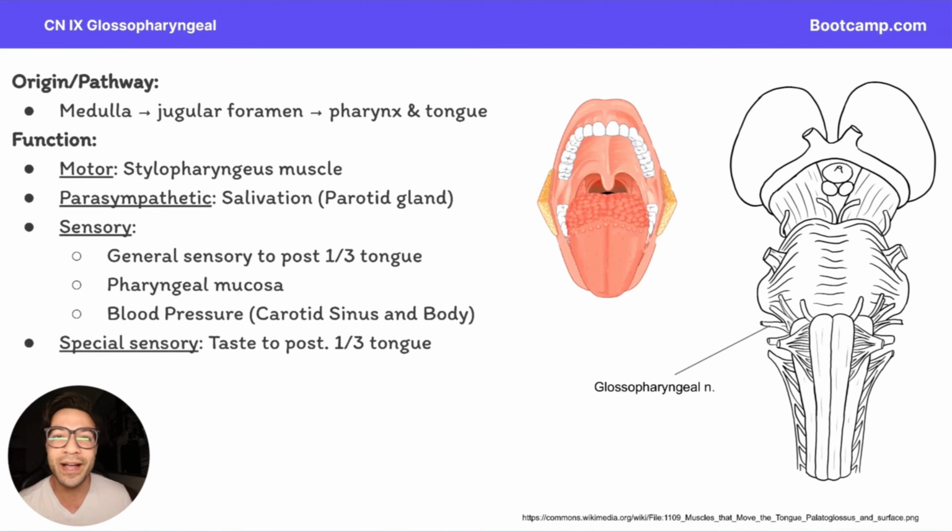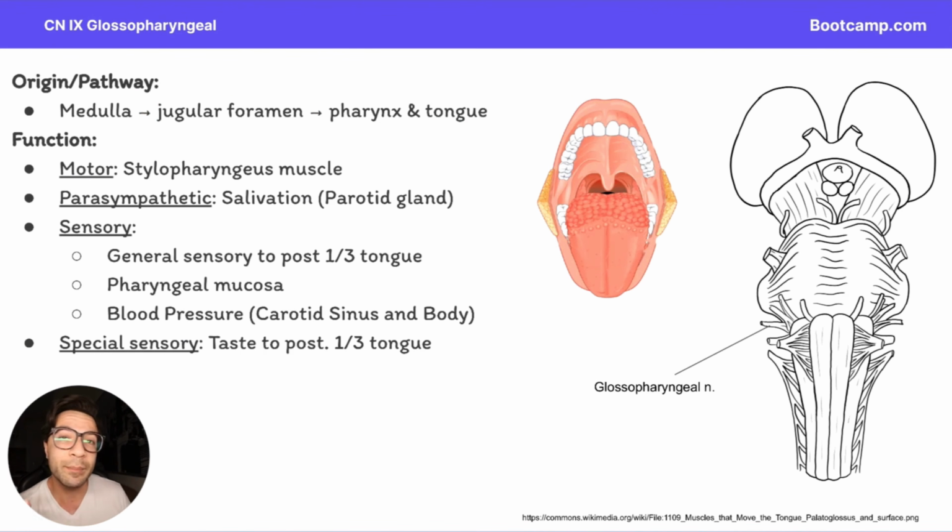So with that out of the way, let's jump back into our cranial nerve discussion. We got our glossopharyngeal nerve. This is cranial nerve 9. This is going to be originating from the medulla as well. So we had 6, 7, 8. Right beside, we're going to have cranial nerve 9, our glossopharyngeal nerve. This is going to pass out of the jugular foramen, and it's going to head towards the pharynx and tongue.